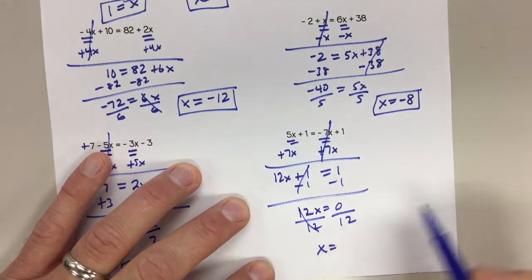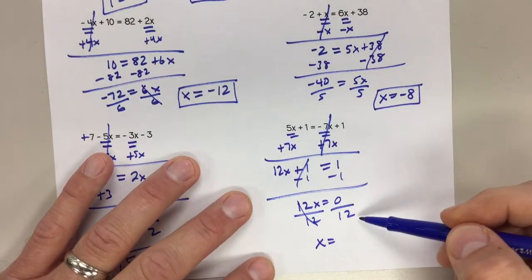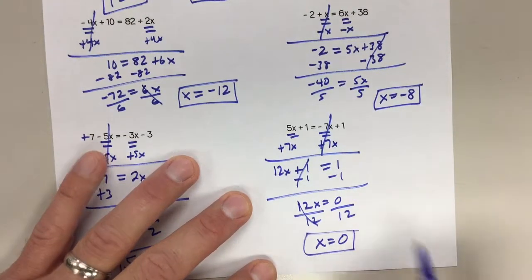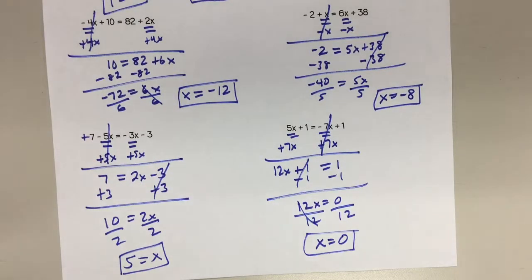And again, we had this yesterday. 0 divided by anything is 0. So 0 is a possible answer. A lot of people think when you get 0, that means no solution. And that's not what it means. X equals 0 means if you plug 0 into the equation, it makes it true.